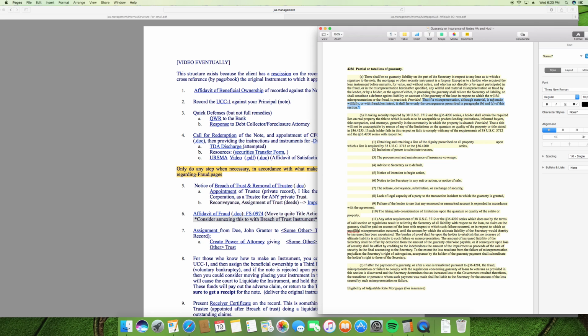But anyways, to get to the point and wrap this up, let's back it up. What they have said to the servicers is that there shall be no guarantee liability on the part of the secretary. They're basically saying we ain't paying out no insurance claims in respect to any loan as to which a signature to the note, the mortgage, or the other security instrument is a forgery. If you don't know about the forgery, look up the other video.